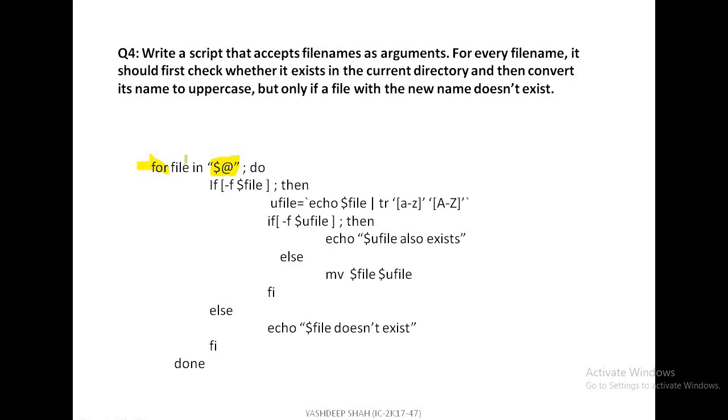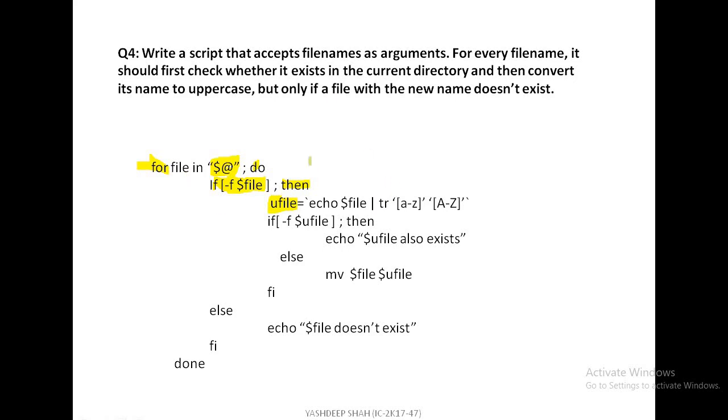So for file in this, we will do what? If $file, that is, if the value of $file is a regular file and it is present. If this condition is satisfied, then it will give the value of echo $file | tr a-z A-Z, small a to z to capital A to Z.